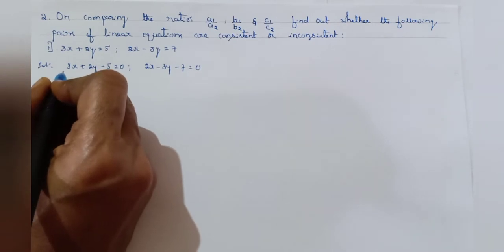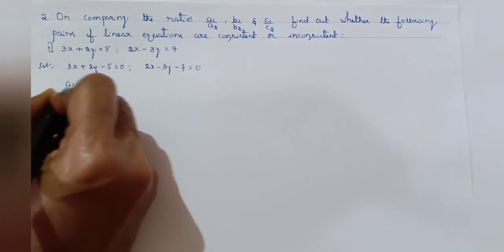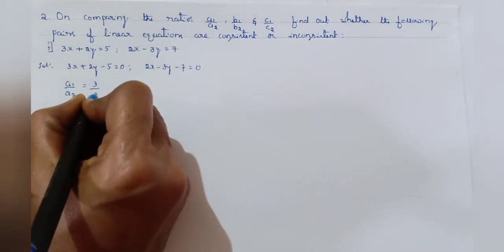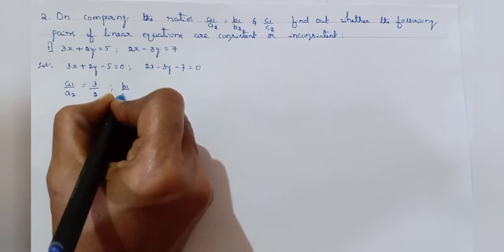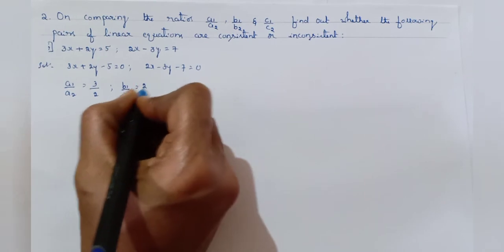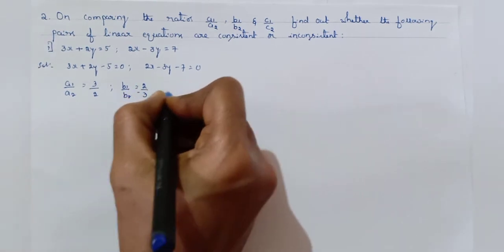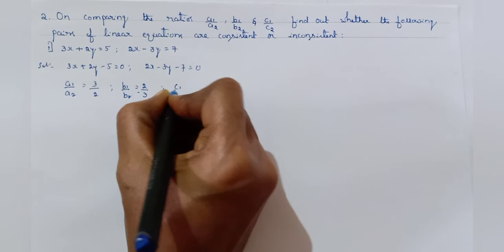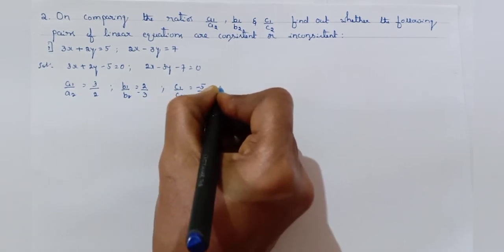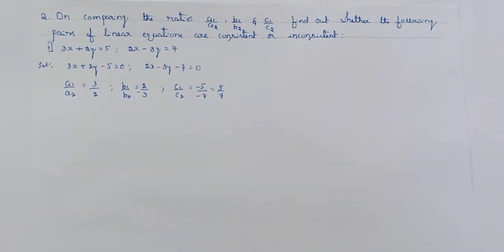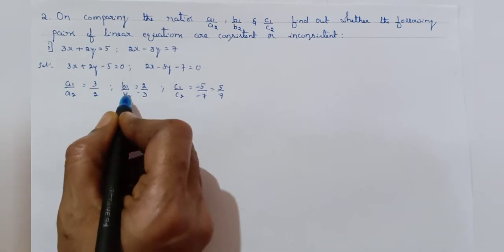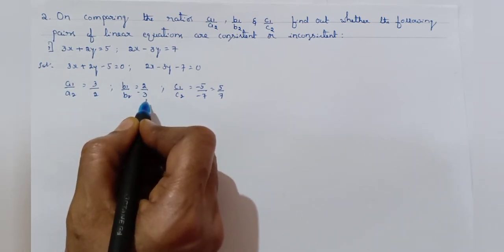Now find out the ratio of a1 by a2. a1 is 3 and a2 is 2. Next, b1 by b2. b1 is 2 and b2 is minus 3. And c1 by c2. c1 is minus 5, c2 is minus 7. So 5 by 7. Here, see the ratio a1 by a2 is 3 by 2 and b1 by b2 is minus 2 by 3.